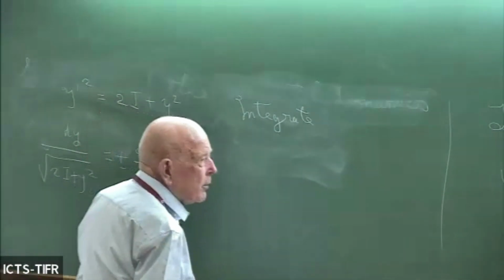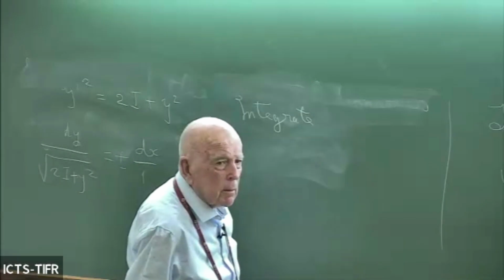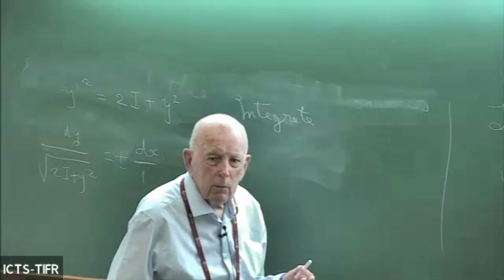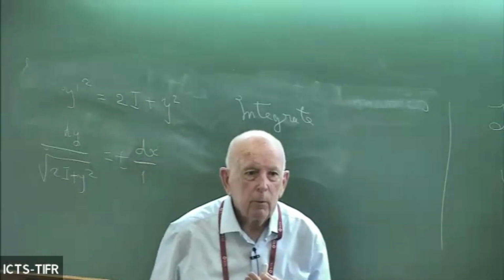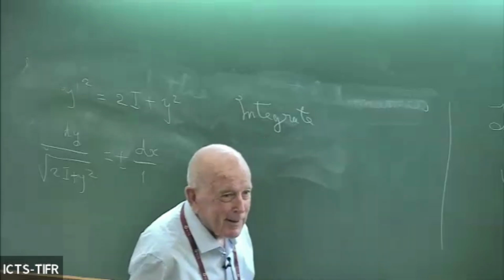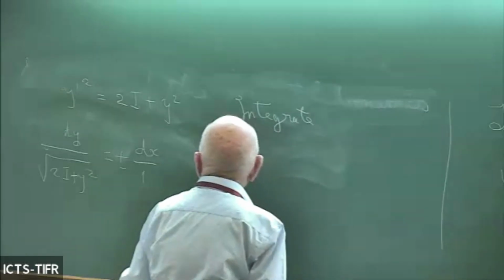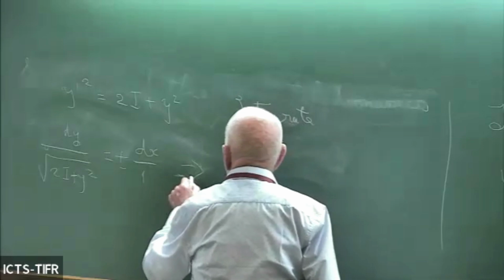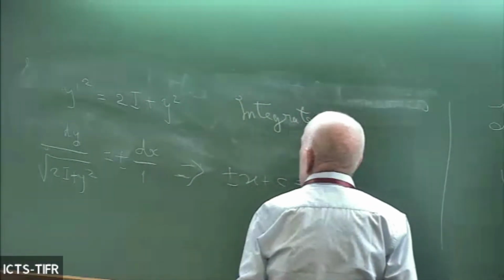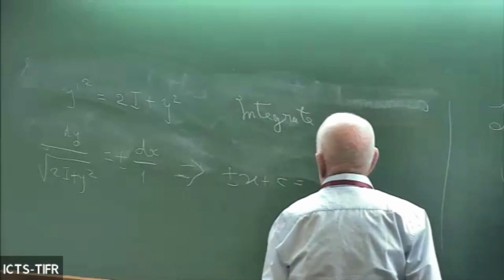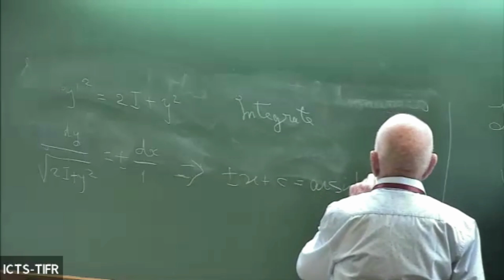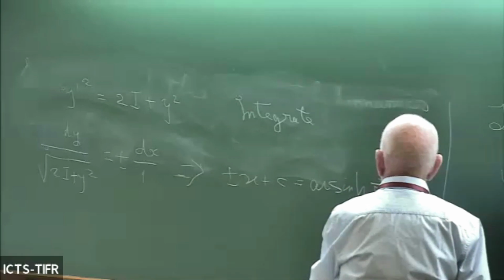Well, we all know how to integrate that, don't we? Well, when I say we all, of course, I'm not using the royal plural. I'm not talking about myself. I'm waiting to hear suggestions. All right, so this should give us plus or minus x plus a constant is equal to, must be about arc sine y over root 2i.